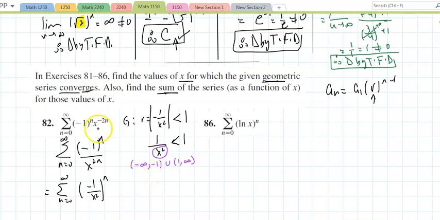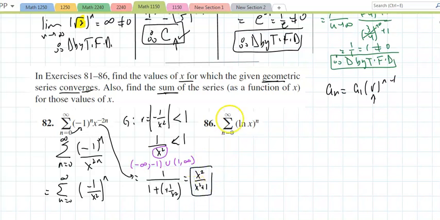And what does the sum equal? This infinite sum will equal the very first term. Throw n equals 0, you get a 1 over 1 minus r. What's r? Negative 1 over x squared. Okay, that doesn't look like it. The very first term divided by 1 minus r. That's a plus, and if you clear the fractions, that's x squared over x squared plus 1. There it is. Found the sum as well.